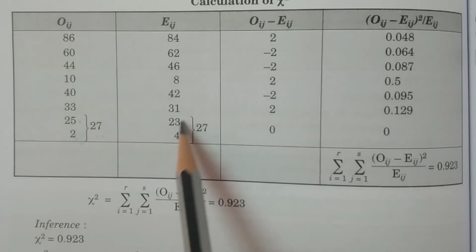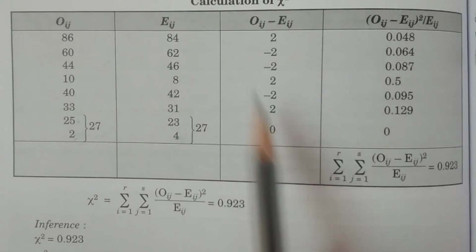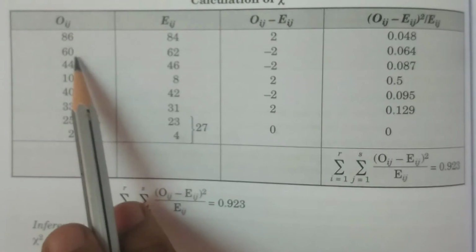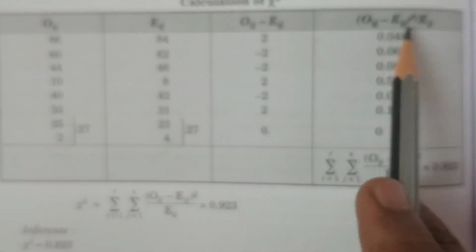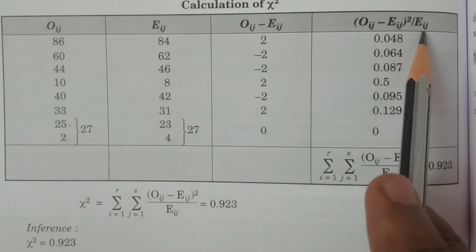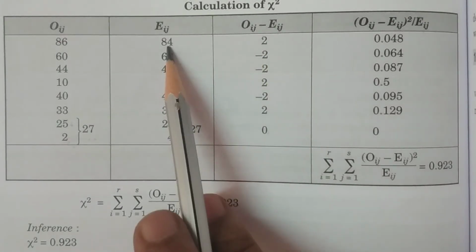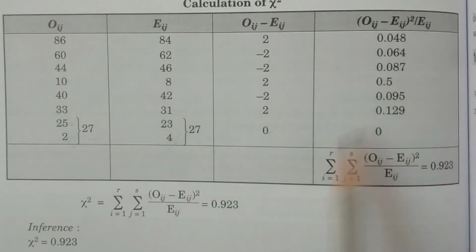So 23 plus 4, 4 plus 20, 27. 27 minus 27, 0. Oij minus Eij, 0. 86 minus 84, 2. 60 minus 62, minus 2. Like that, you calculate all Oij minus Eij values, and then Oij minus Eij whole square divided by Eij, which means 2 square divided by Eij, 84. Like that, you calculate all the values, and then get the total.